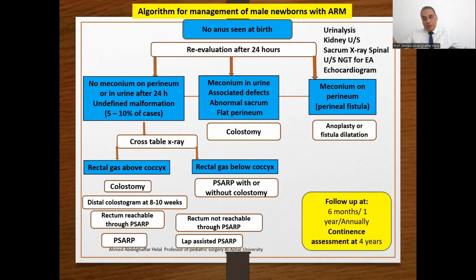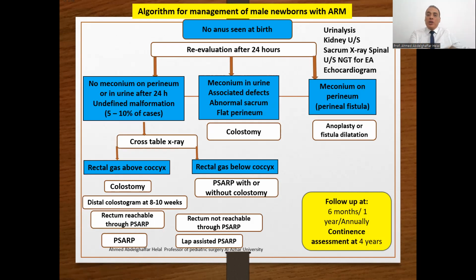This is an algorithm for the management of the male newborn with anorectal malformations. It's very important to follow this algorithm. No anus at birth, re-evaluation after 24 hours. During these 24 hours, you will perform urine analysis, kidney ultrasound, sacral X-ray, and spinal ultrasound, nasogastric tube insertion for esophageal atresia, and echo for cardiac anomalies.